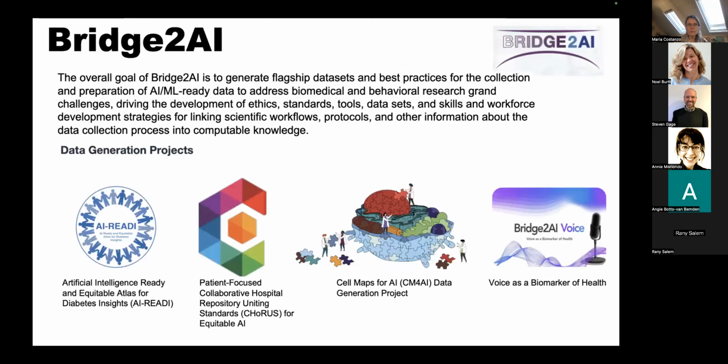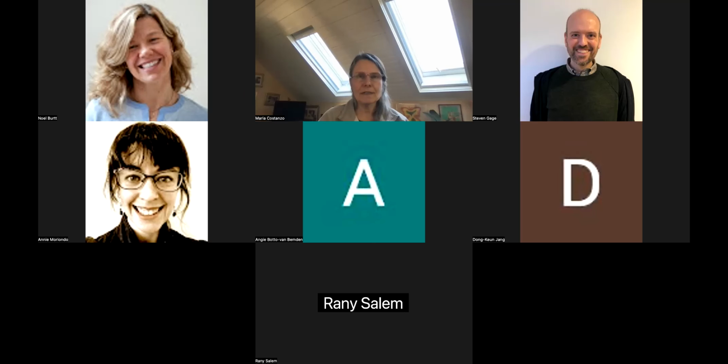And finally, one that is really just starting, Bridge2AI. They're trying to generate data sets that will be AI ready and figure out what it takes to make a data set AI ready. And so they have 4 data generation projects which are starting up that will generate this AI ready data. And that's about all. It's really just starting at the moment. So that is the whirlwind tour of the DCCs.